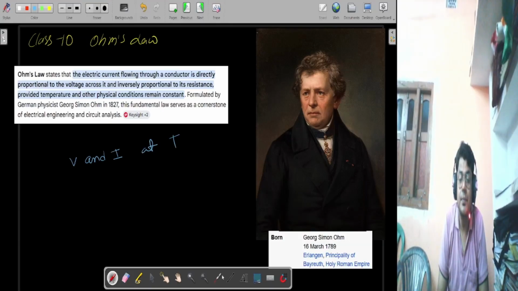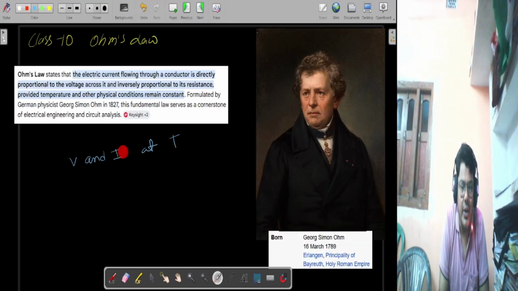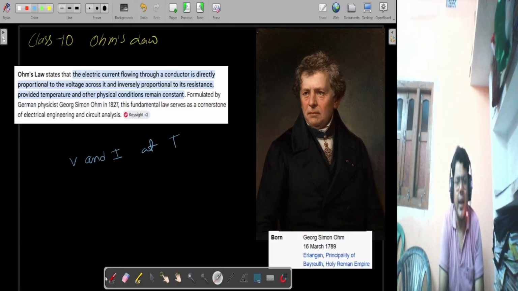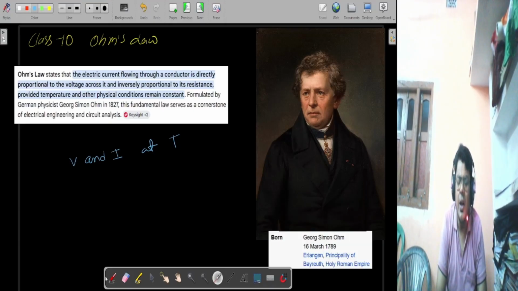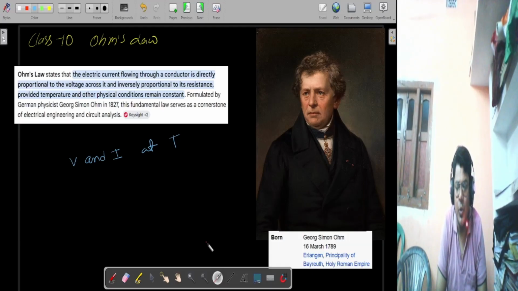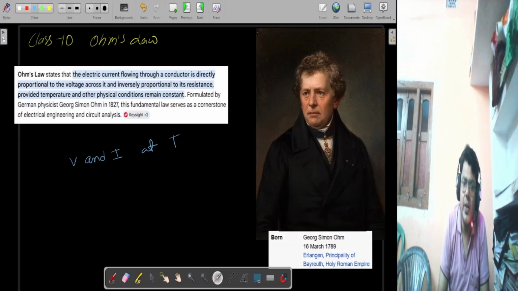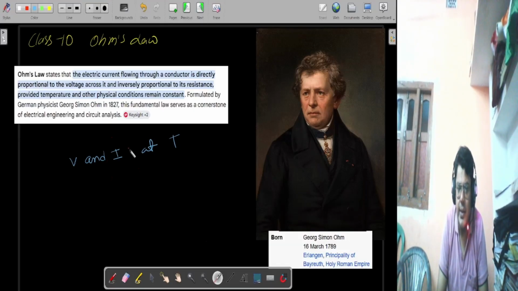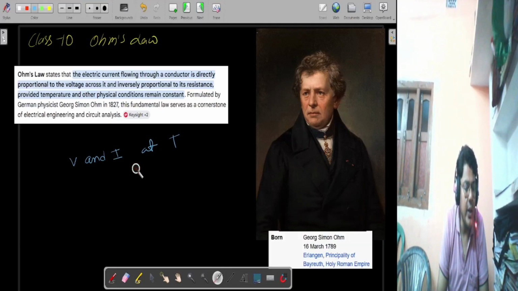So, what is electric current? Electric current is the flow of charge particles per unit time passing through any conductor. So what is electric current? Electric current is the rate of flow of charge passing through any conductor.